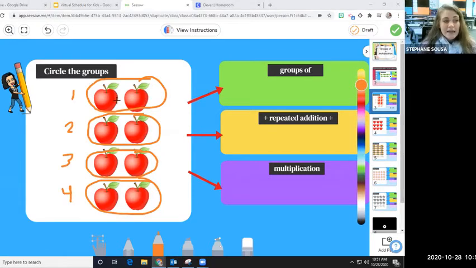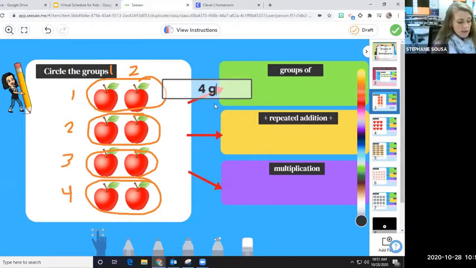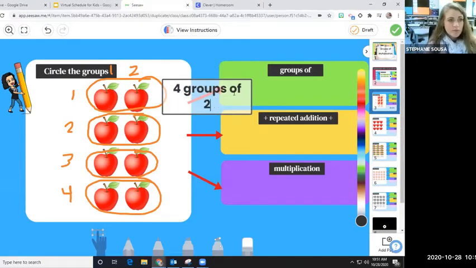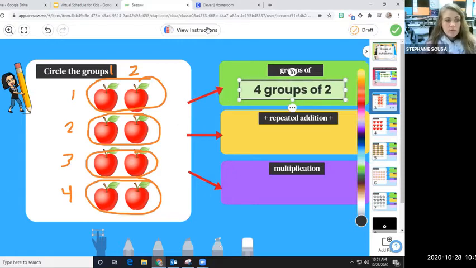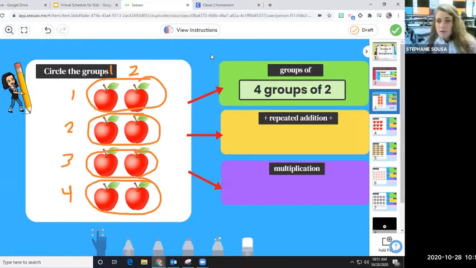We can see that inside of each group are 2 apples. 1, 2, inside of each group. So with our label tool, we're going to label this as 4 groups of 2. We have 4 groups, 4 rows, and there are 2 in each item.